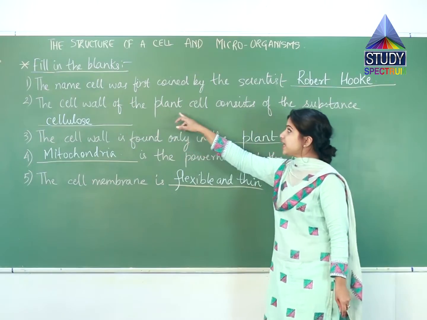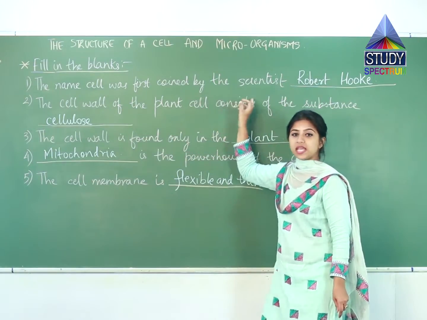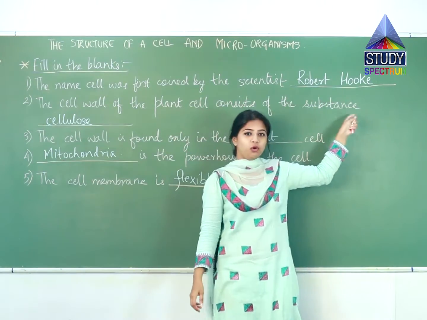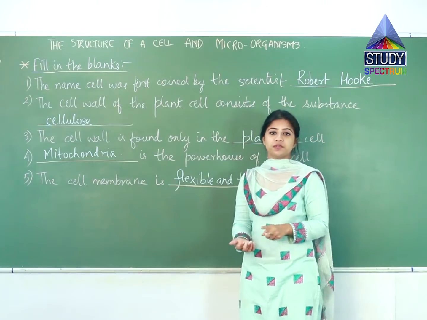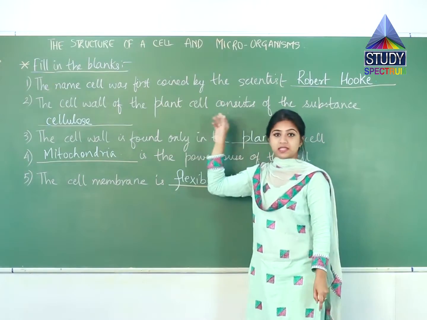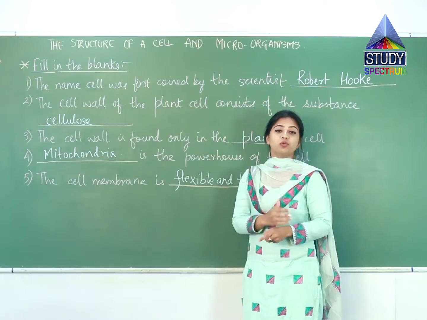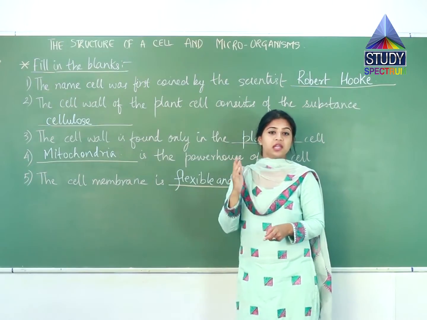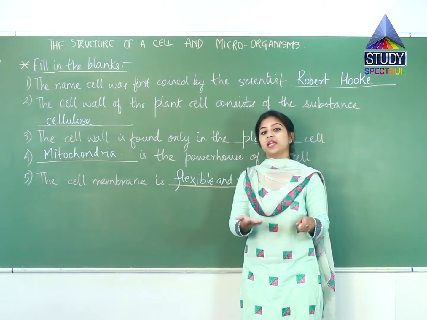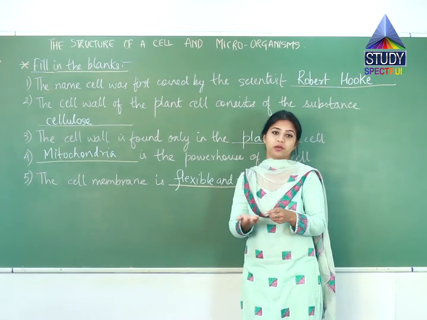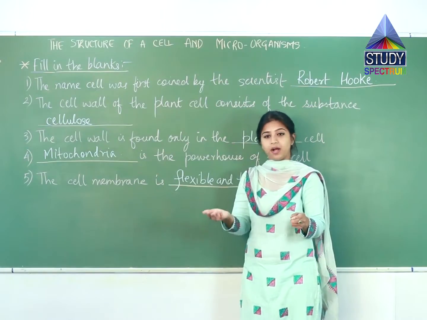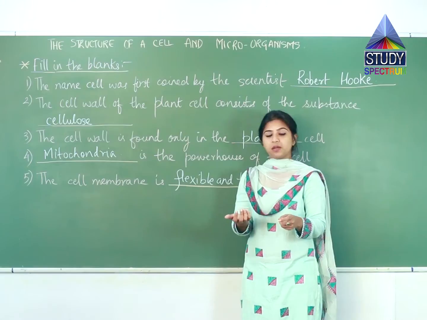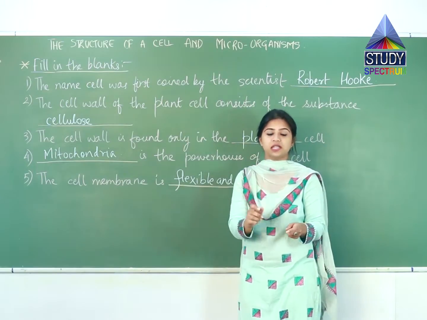So the name cell was first coined by the scientist Robert Hooke. Robert Hooke was the first scientist who coined this name cell. I told you how he discovered it. He discovered it by observing the section of cork under a microscope. He found small compartments in it, and these compartments were named as cells.